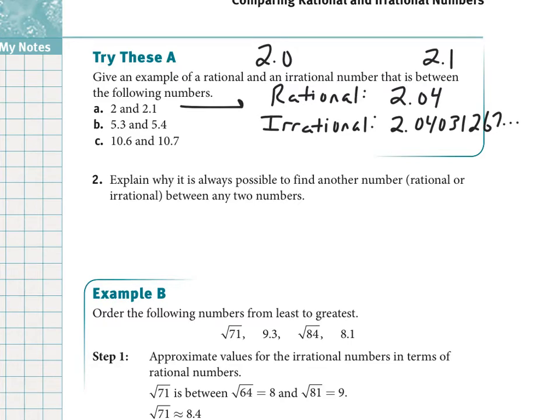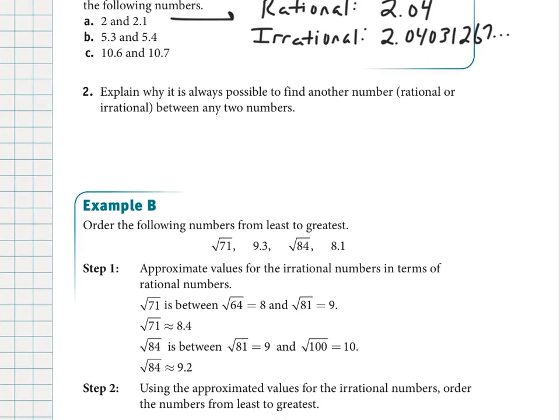So why is it always possible, number 2 here, to find another number, rational or irrational, between any two numbers? Well, there are infinitely many numbers between two given numbers. We can always just keep adding to the decimal and make the number more precise, and we can make it in between. So any numbers that you give me, I could always give you a number in between them by just adding more decimals at the end.